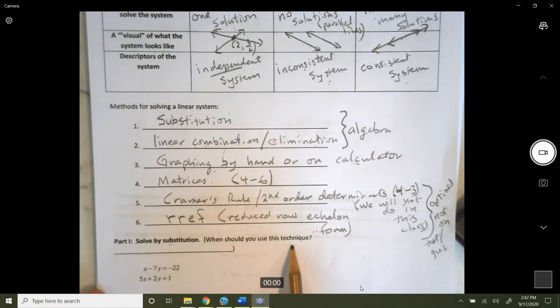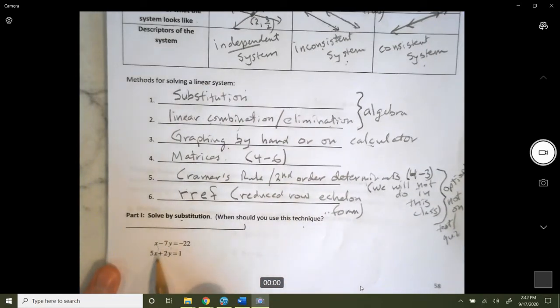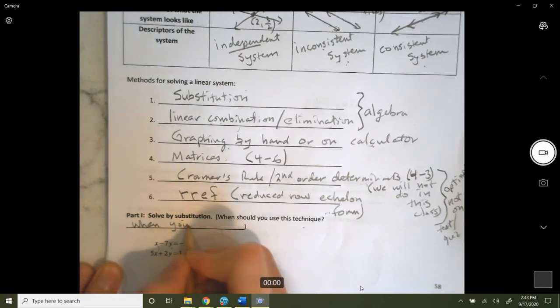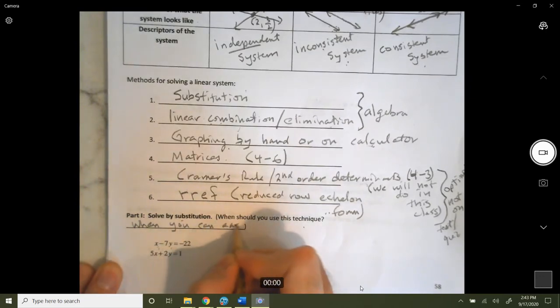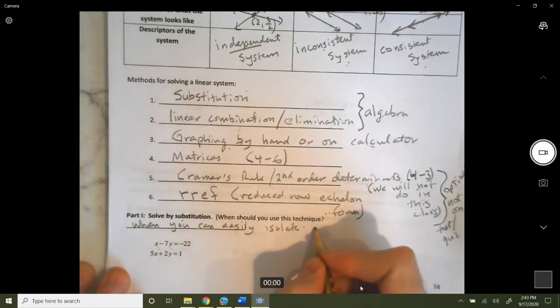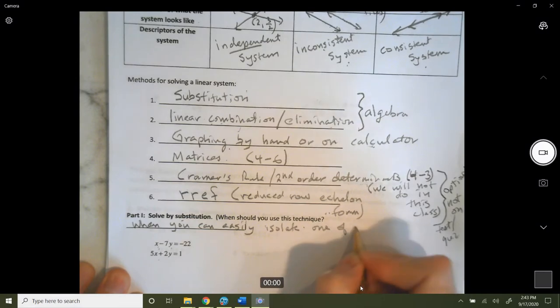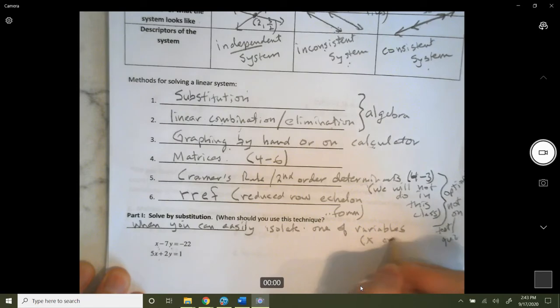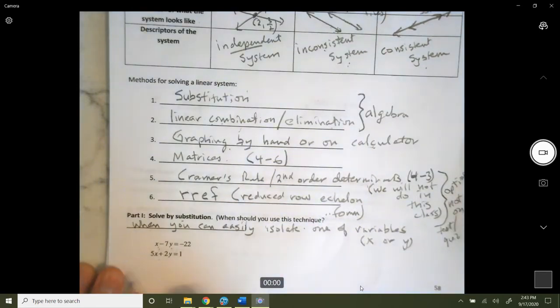Okay. Solving by substitution. When do you use this technique? Well, you'll use this technique when it's easy to get one of your variables by itself. Use this when you can easily isolate one of the variables, the x or the y. Okay? So looking at this, you can always use substitution. It just isn't always going to be the easiest way.